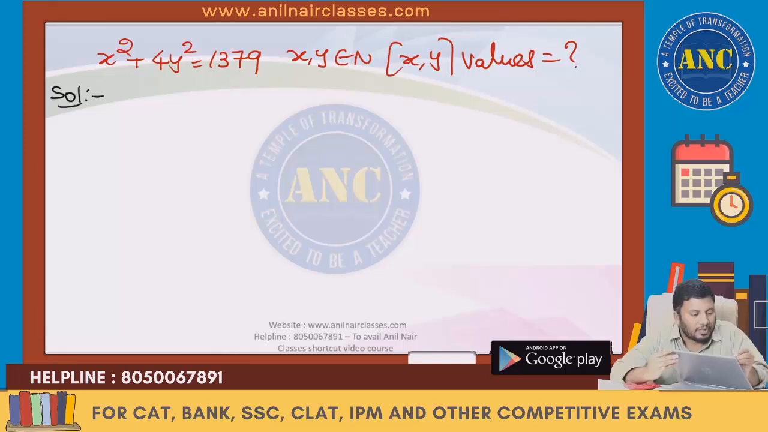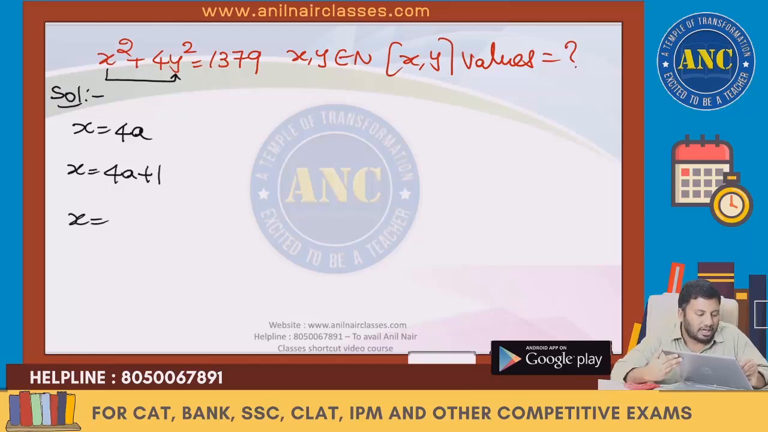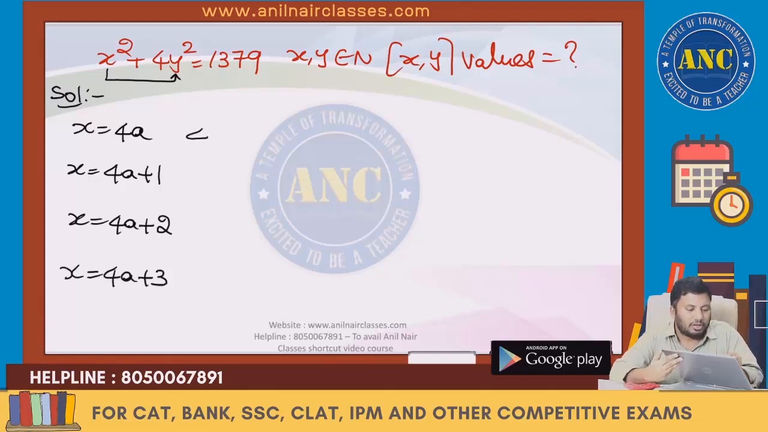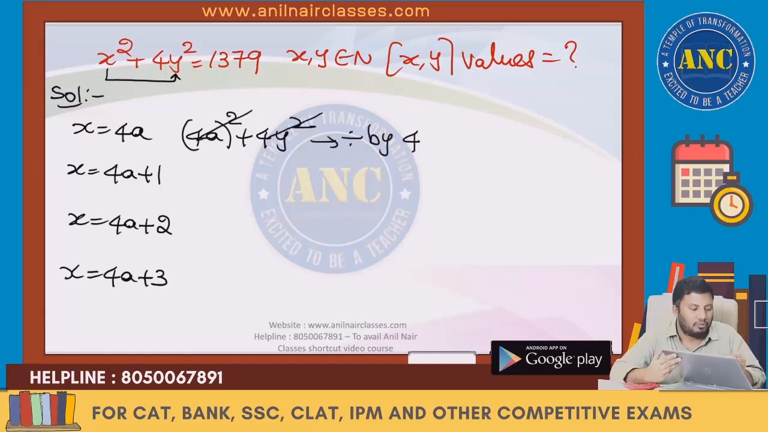See here. x will be converted to the coefficient of y square, 4. When you divide a number by 4, it is perfectly divisible by 4, or it gives a remainder 1, or a remainder 2, or a remainder 3. This is nothing but 4a whole square plus 4y square, divisible by 4. The answer will be divisible by 4. 4a plus 1 whole square plus 4y square.